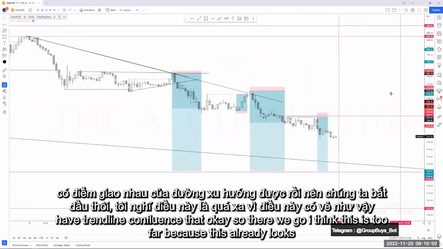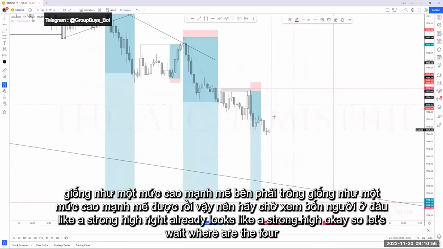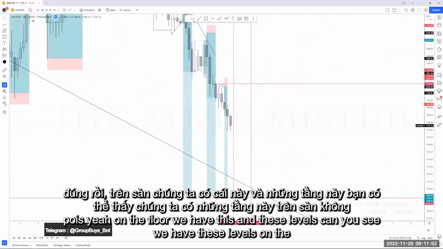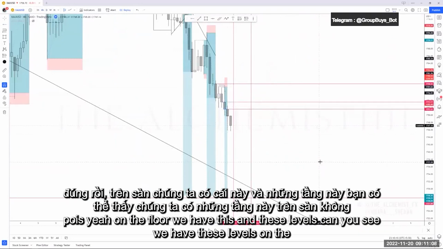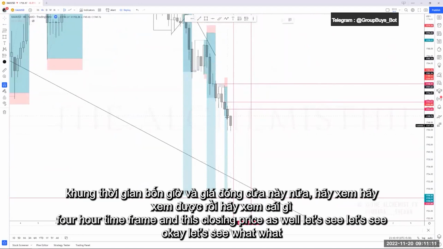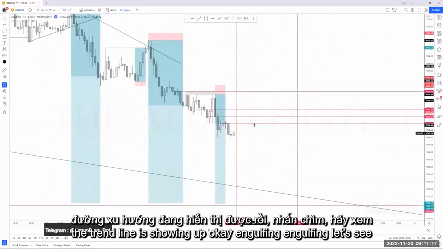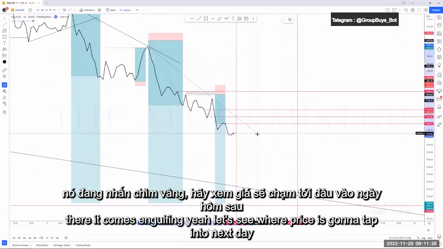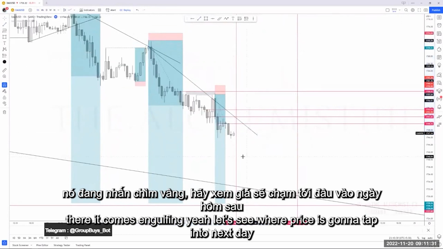Okay, so there we go. I think this is too far up because this already looks like a strong high, right? Already looks like a strong high. Okay, so let's wait. Where are the 4-hour POIs? On the 4-hour we have this and these levels. Can you see it? We have these levels on the 4-hour time frame and this closing price as well. Let's see what the trend line is showing us. Engulfing. There it comes, engulfing. Let's see where price is going to tap into next day.